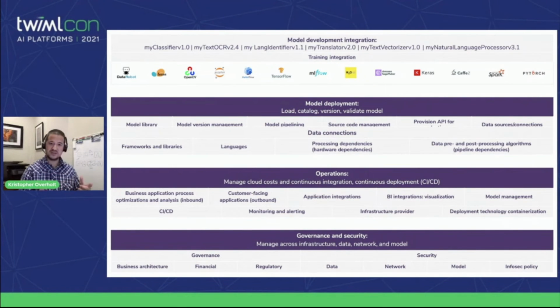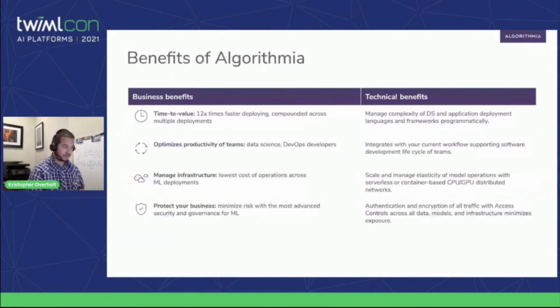The operations is mostly about monitoring and alerting, scaling up and down, and basically abstracting away all of the infrastructure that powers a model catalog like this. And then finally, governance and security lets us do all of these things, no matter the language, no matter the framework, all in one place, right? So it's all about centralizing your ML models and then operating, governing, and scaling them from there.